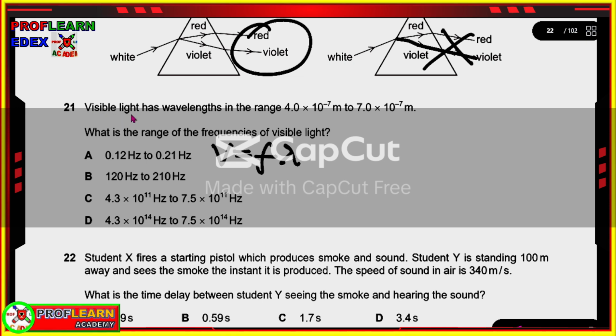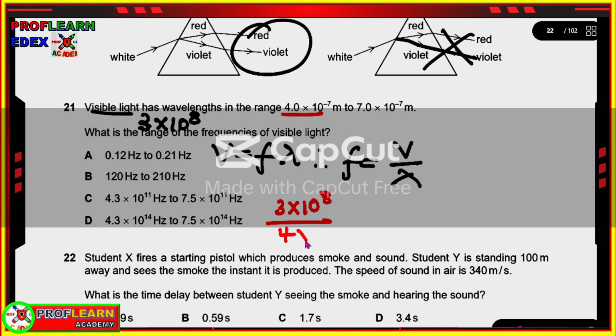And since this is visible light, it travels at 3 times 10 raised to the power 8. Which means that if we want to find frequency, we say frequency is equal to speed over wavelength. So in that way, if we want to work out the range, we shall use this wavelength. That is 3 times 10 raised to the power 8 over 4.0 times 10 raised to the power negative 7. We work it out there, which becomes 7.5 times 10 raised to the power 14. Which one has that? So D has that. The rest are not correct.